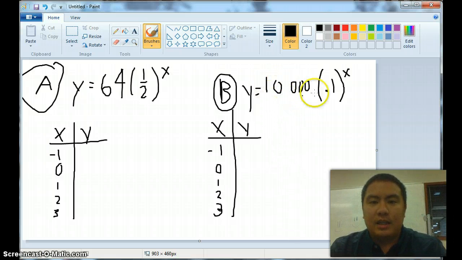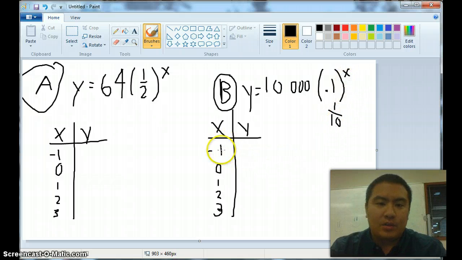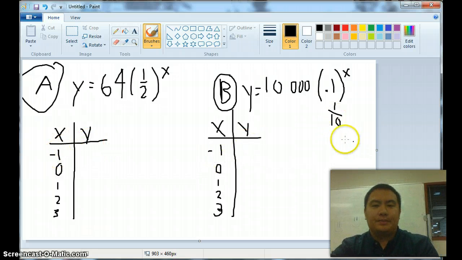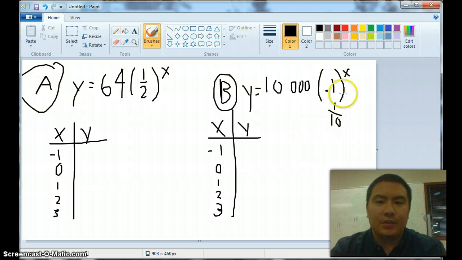And the next is 10,000 times (0.1) to the power of x. Remember, this is the same thing as 1/10 to the power of x. Do it from -1 to 3, and then table it. You don't need to actually do the -2 or -3, but if you want to, that'd be good practice. You can use a calculator if you want. Okay, now I'm going to go into how to solve these.